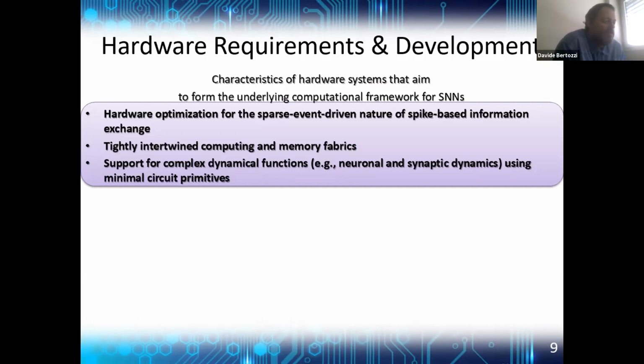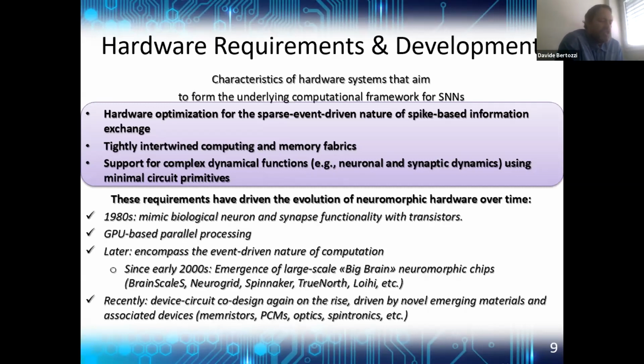Second, the requirement for tightly intertwined computing and memory fabrics, inspired by the ubiquitous presence of neurons and synapses throughout the biological brain. Computing and memory are co-located in the brain. Last but not least, the need to implement complex dynamical functions, for example, neuronal and synaptic dynamics using minimal circuit primitives. So what these circuits need to do is to learn with the spikes. I will, of course, not dig too much into this in this presentation. So learning with spikes is outside of the scope of this presentation. But intuitively, this implies a lot of dynamics in the underlying platform, and this needs to be reflected in hardware.